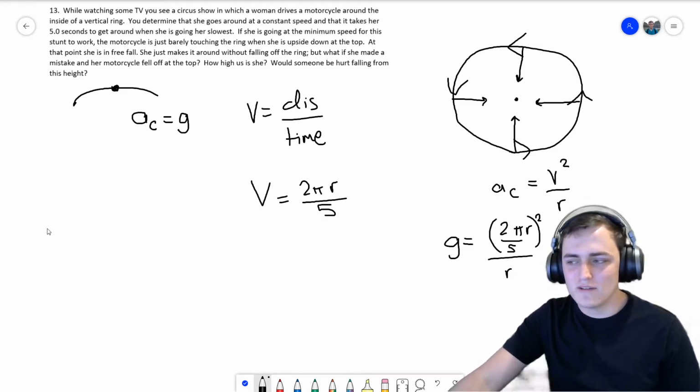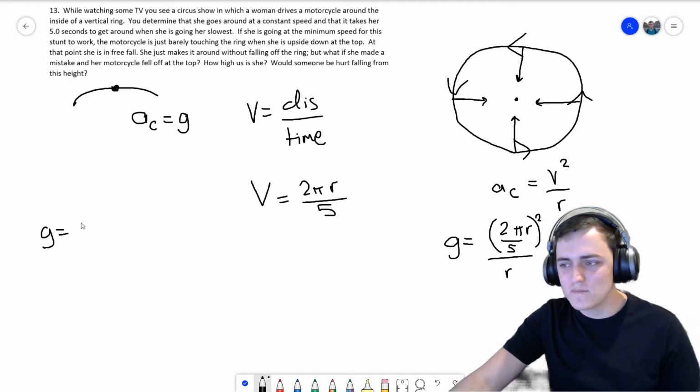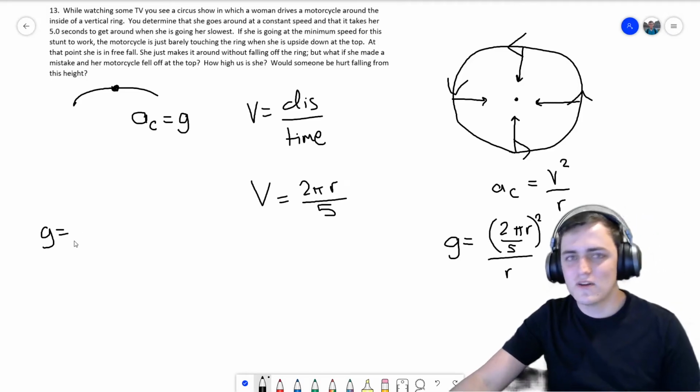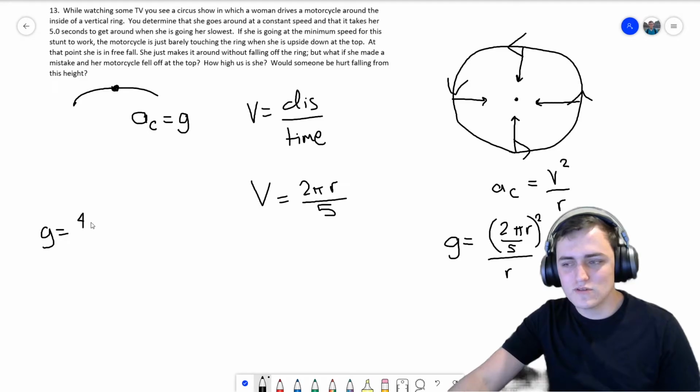divided by r. And then we want to get that square out of there, so let's move over here to the left. We're just doing some algebra. It's going to be 2 squared times pi squared times r squared, divided by 5 squared, divided by r. So 2 squared is 4. Pi squared, we're just going to leave as pi squared. We have r squared, divided by 5, and that is all over r.